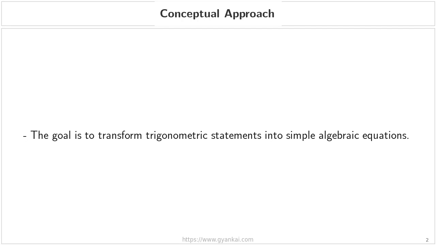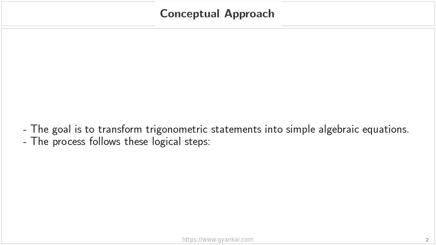Conceptual approach. The primary goal here is to transform trigonometric statements into simple algebraic equations. Essentially, we want to strip away the sine, cosine, or tangent functions so that we are left with just plain numbers and variables. To do this effectively, the process follows three logical steps.